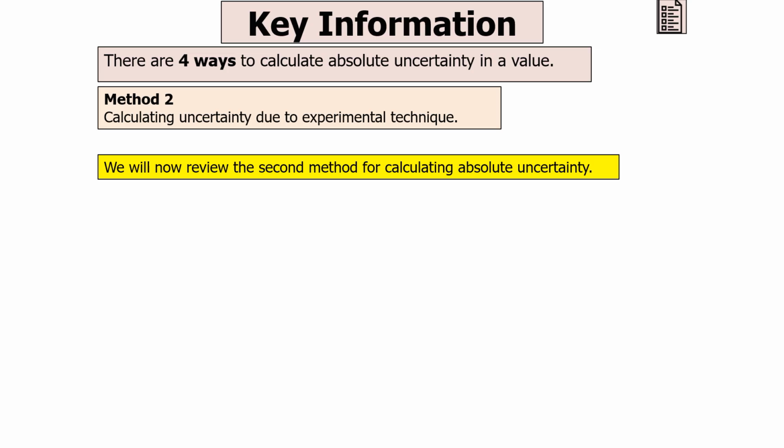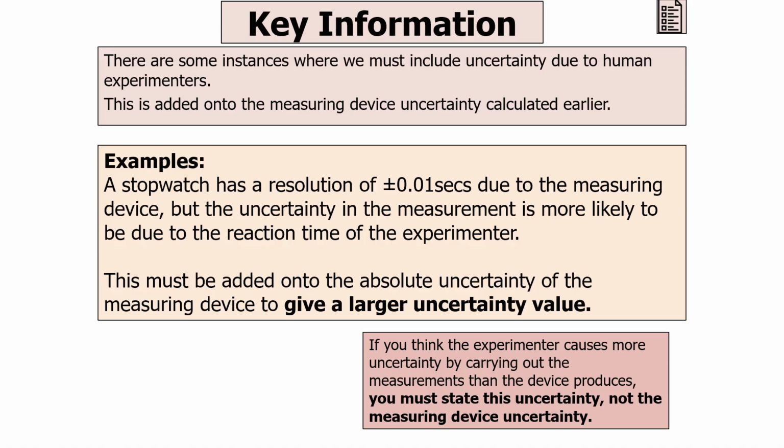Let's now have a look at how you can calculate the uncertainty due to experimental technique. There are some instances where you've got to include uncertainty due to human experimenters. This is added on to the measuring device uncertainty we just calculated. For example, a stopwatch might have a resolution of plus or minus 0.01 seconds due to the measuring device, but the uncertainty in the measurement is much more likely to be higher due to the reaction time of the experimenter. So you've got to add this onto the absolute uncertainty of the measuring device to give a larger uncertainty value. If you think the experimenter causes more uncertainty by carrying out the measurement than the device produces, you've got to state this uncertainty and not the measuring device uncertainty.